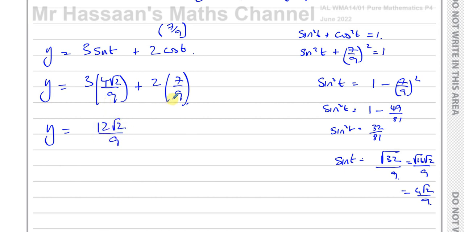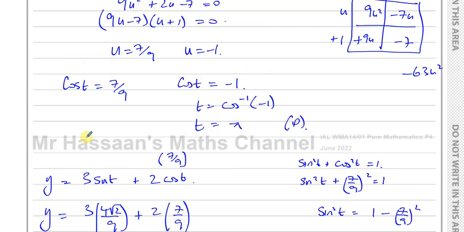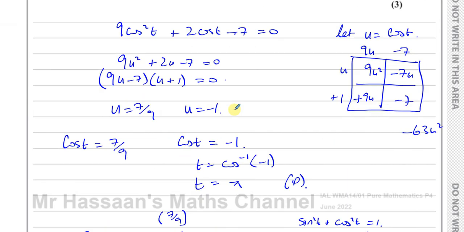I kept this because I have a 9 there as well, plus 14 over 9, so I can now add these together. So y is going to be 12 root 2 plus 14 all over 9. And there's the exact value of the y coordinate. They didn't ask us for the x coordinate, only for the y coordinate of q.